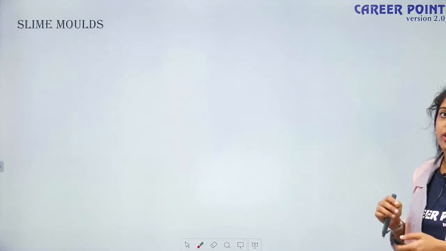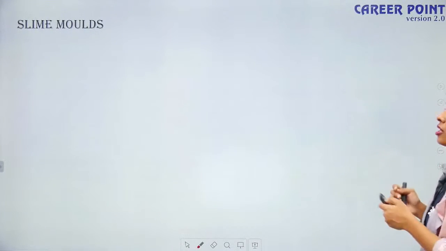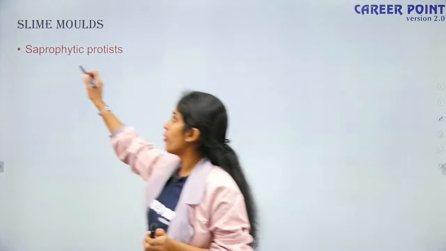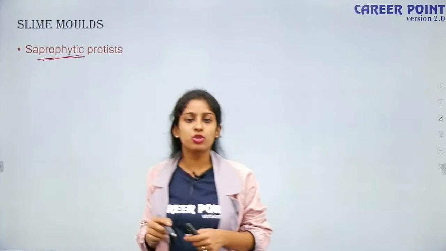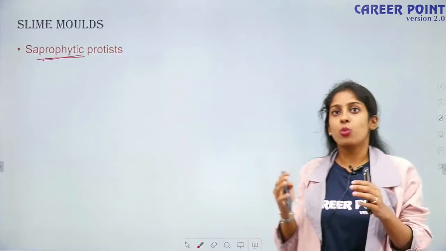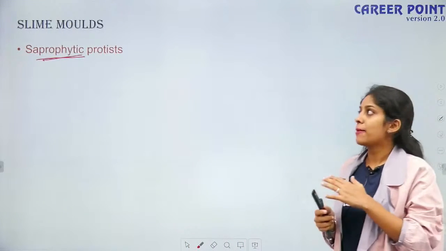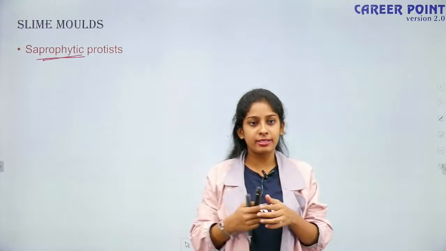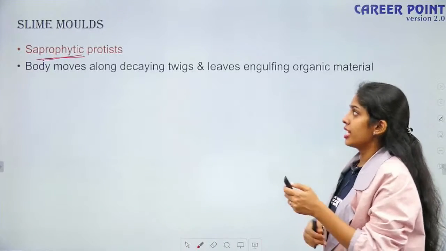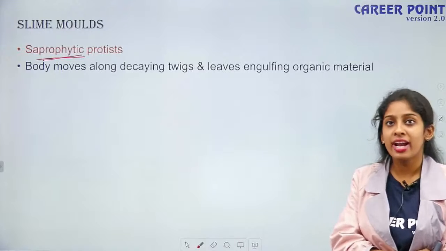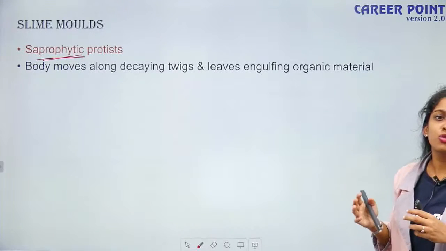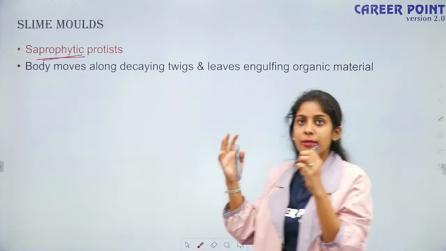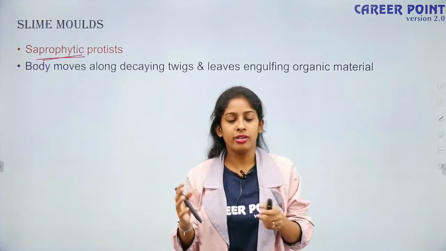Now going forward, talking about your slime molds. Your slime molds are saprophytic protists. This term is very important, saprophytic or decomposer protist. What do I mean by saprophytic? Saprophytic means feeding on dead organic matter. That is what saprophyte means. Since they feed on dead organic matter, their body moves along decaying twigs and leaves, which can help them engulf the organic matter.